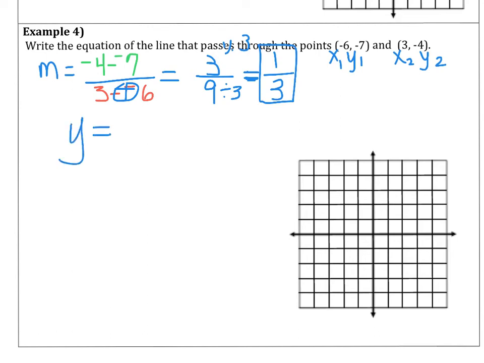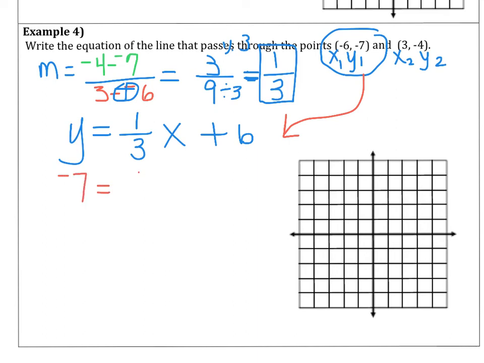Let's write our slope-intercept form. Ooh, I didn't write down my m first. I just went and plugged it right in. All right, now you have an option of points. I'm just going to choose the one that came first right there. It doesn't really matter which one I use, but I'm going to take that point and plug it in. Y is -7, equals 1/3 times -6, plus b. Bring down your -7.